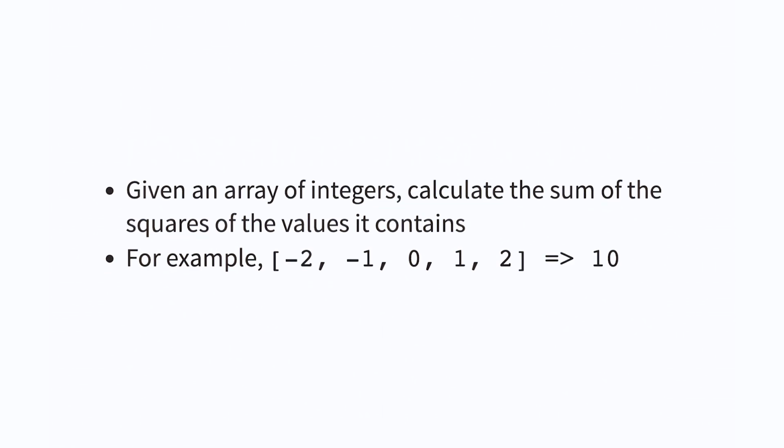Let's move on to problem number 2, which is calculating the sum of the squares of some numbers in an array. Okay, so here is our problem statement. Given an array of integers, calculate the sum of the squares of the values it contains. So if we're given an array -2, -1, 0, 1, 2, the squares are 4, 1, 0, 1, 4, and you sum those up, and hopefully you get 10.